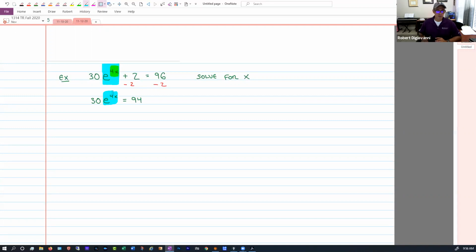Would you divide the 30 by 94? Good. We're going to divide the 30 because that's multiplication right there. So we're going to undo that by dividing by 30. Good job, Taylor. 30 goes away. And now I have e to the 4x equals, and okay, we'll just get our calculator out. 94 divided by 30. It's about 3.133. We don't need to go out that far here. Just go out a few decimal places. If you want to put all of the decimals, you can. It's up to you.